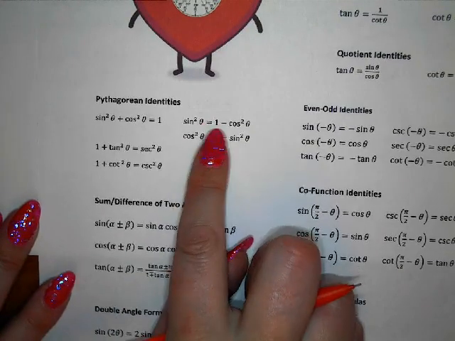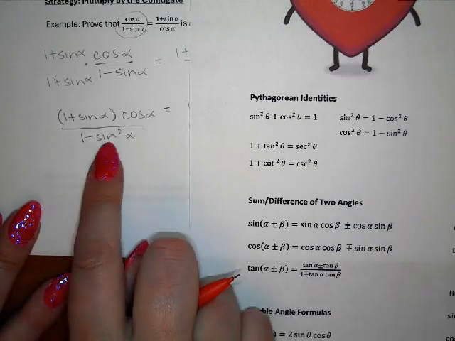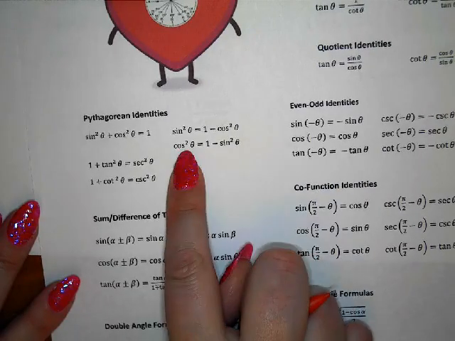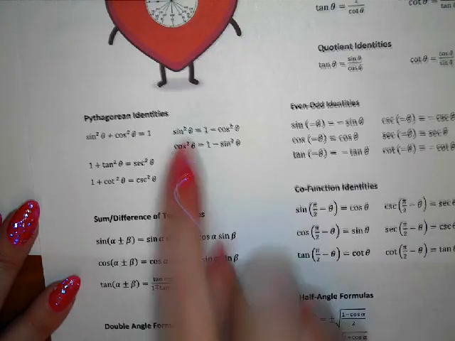So I can see 1 minus sine squared is equivalent to cos squared. So I'm going to trade that out. I'm going to make that substitution.